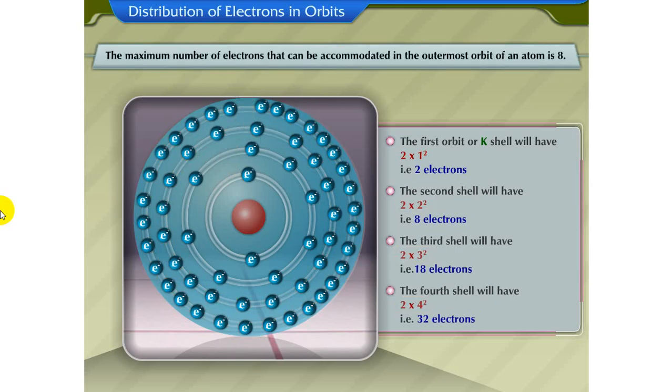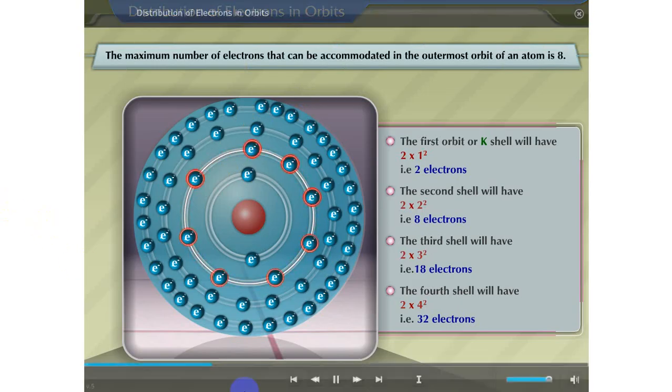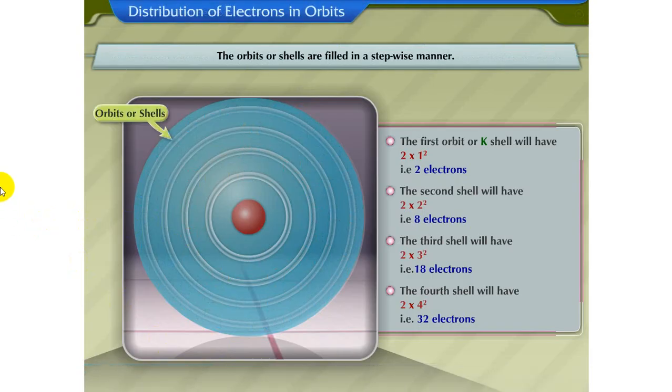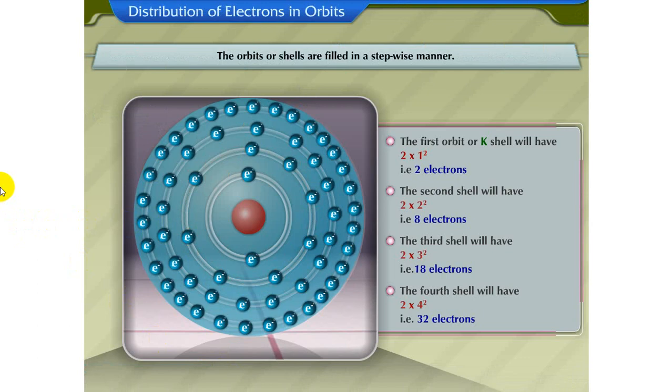The maximum number of electrons that can be accommodated in the outermost orbit is 8. The orbits or shells are filled in a stepwise manner. Electrons are not accommodated in a given shell unless the inner shells are filled.